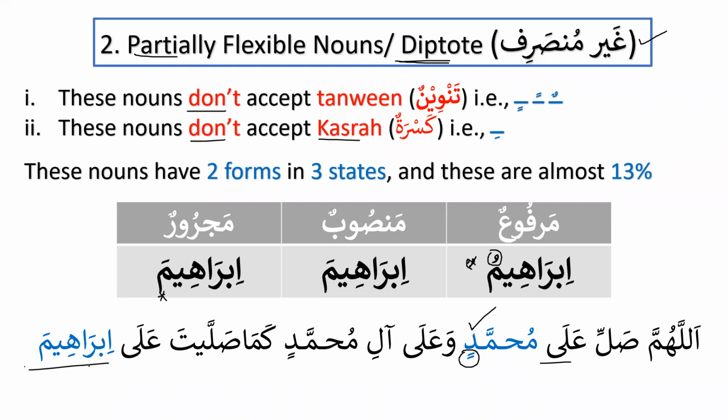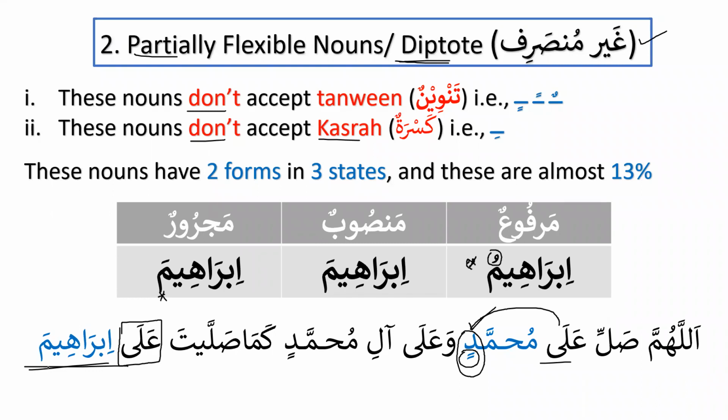Now, do you see something different over here? Any ideas what is different over here? What happens after the preposition? After the preposition, the noun takes kasra or kasratan. The example we can see over here: after ala Muhammadin, we can see it has kasratan, right? But here, ala Ibrahima, there is no kasra over here.